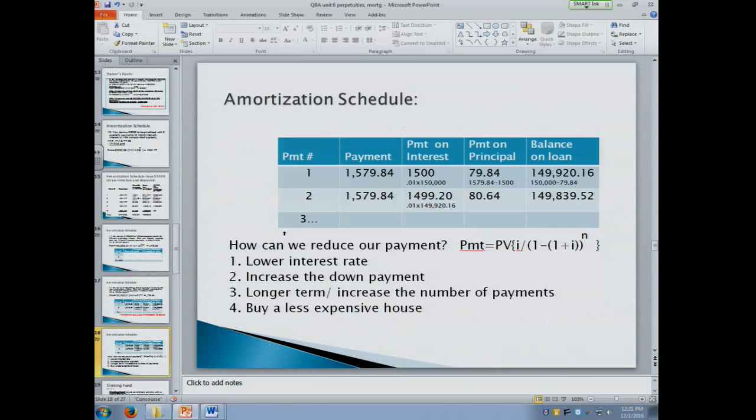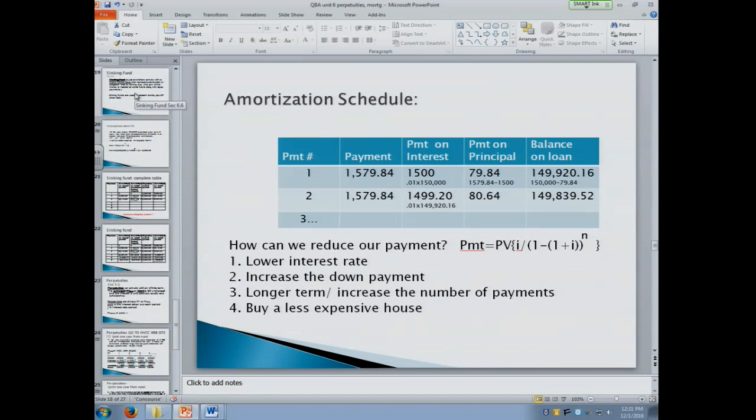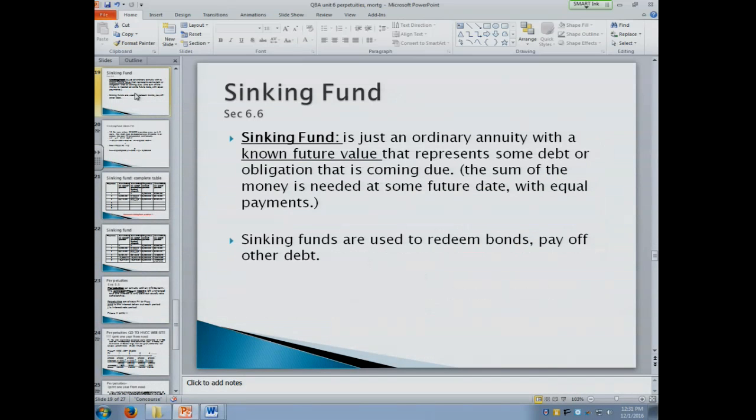So the 4 ways we can reduce our payment, looking at the formula, are: shop around for a lower interest rate, increase the down payment, increase the term or the length of the mortgage (by the way, the max mortgage would be 30 years), or just buy a less expensive house. Those are 4 important key elements, and those would be the only acceptable answers on your Excel assignment and a test.